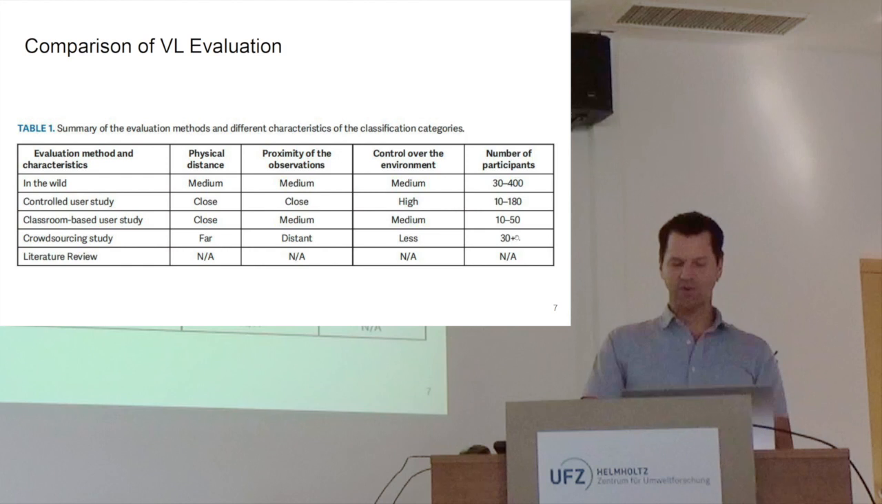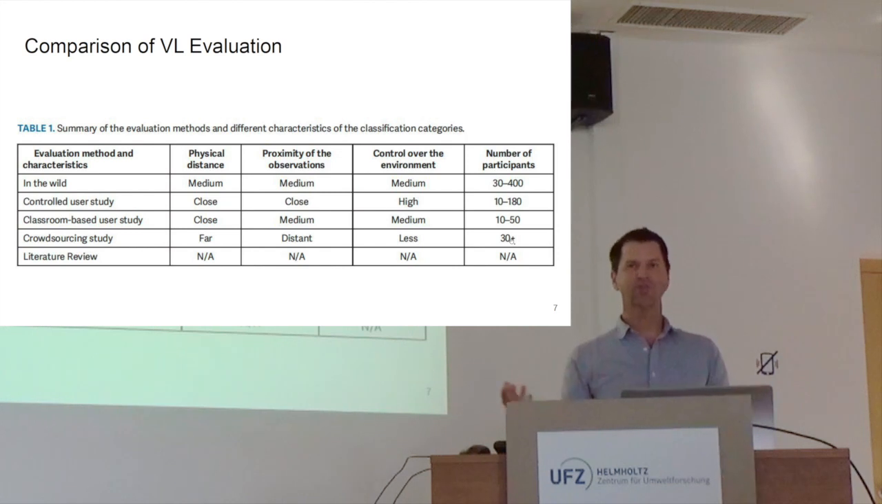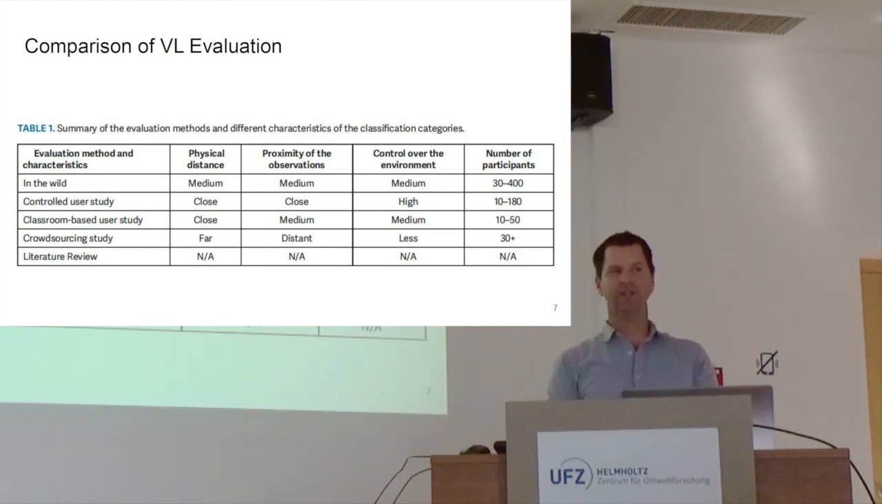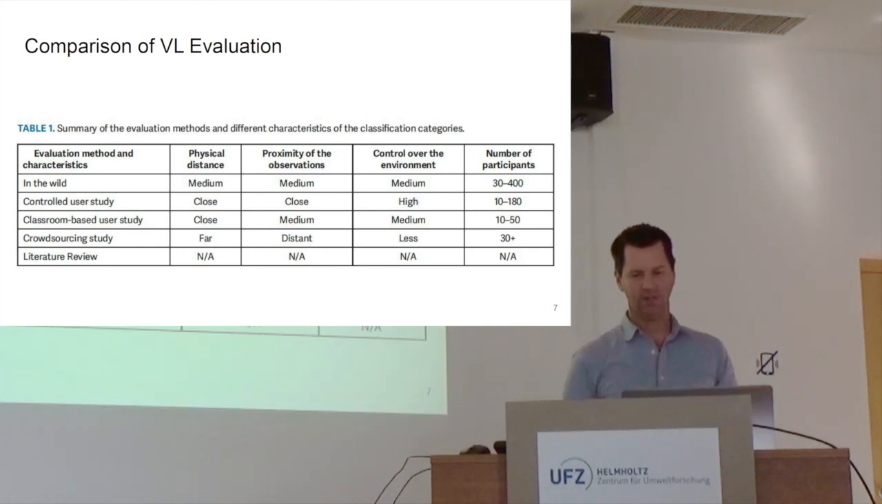And then the number of participants varies in each setting. Typically, controlled user studies have fewer, and then in crowdsourced studies, the advantage is you can recruit hundreds or thousands of people to participate in your study very, very quickly. That's one of the advantages of the crowdsourced evaluation.